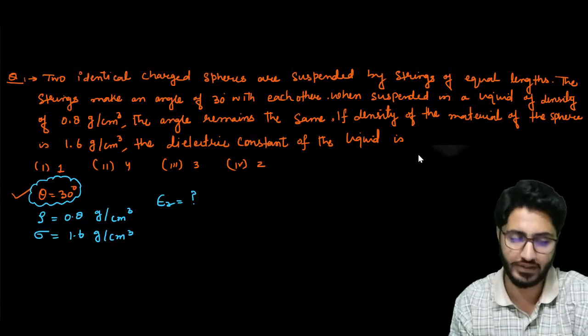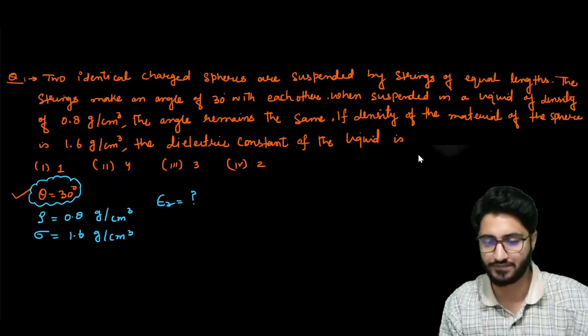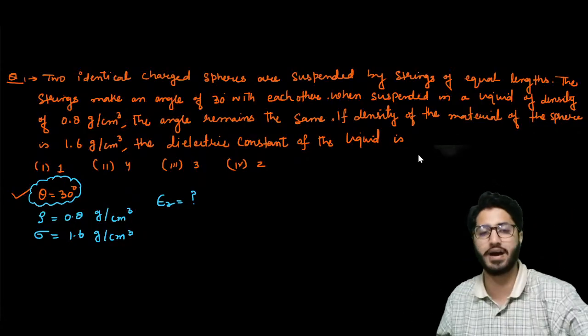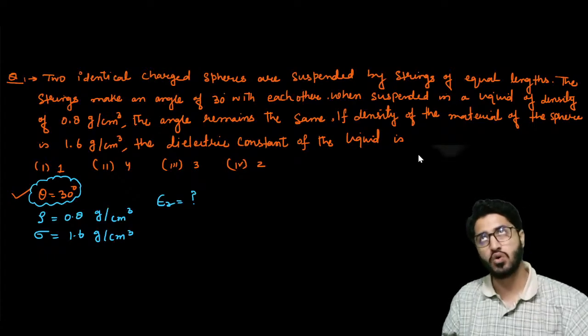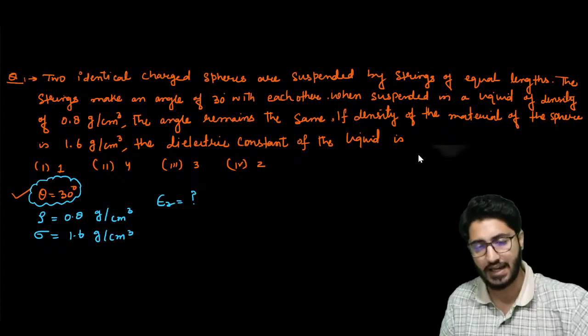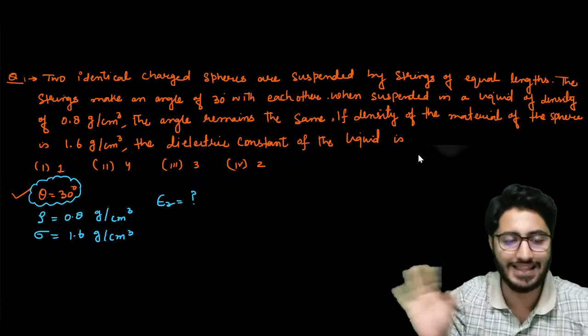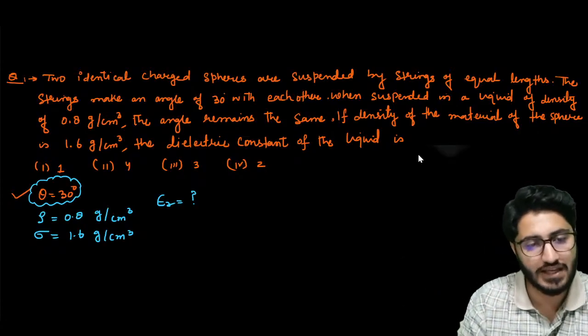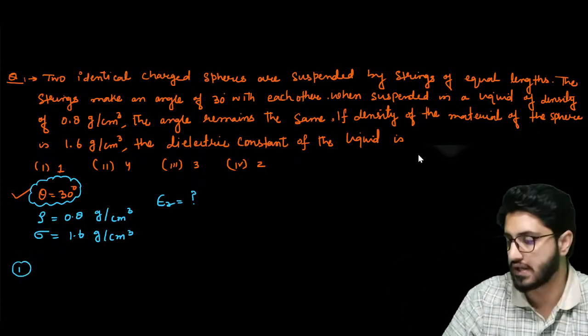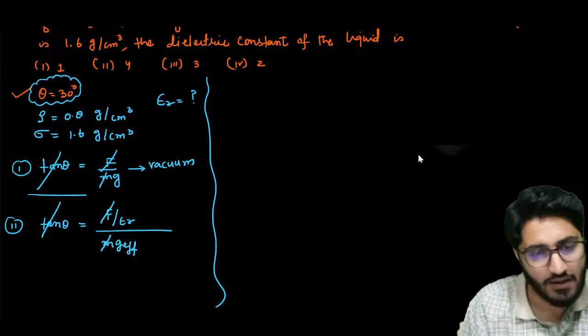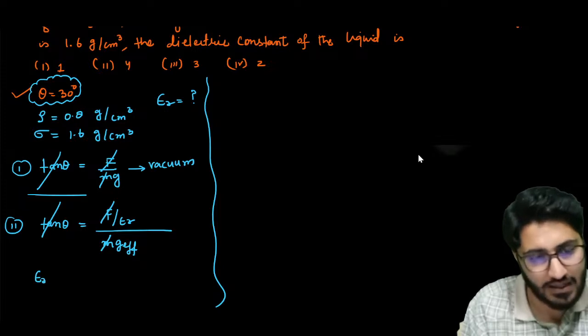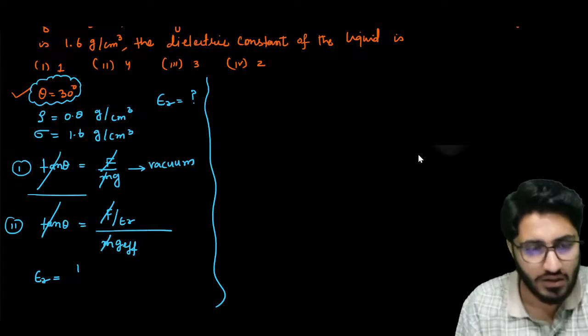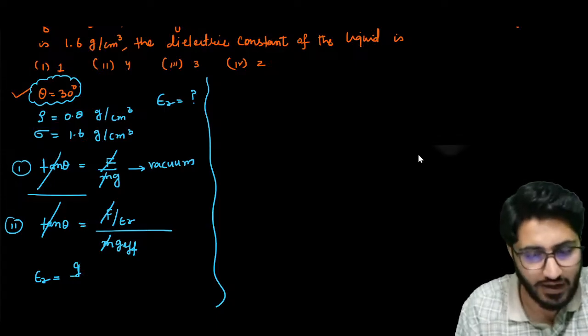Look how we can do it. It is a simple numerical. We can write it like this, look, simple equation: tan theta. So in the first case, where epsilon r is equal to 1, I can write G divided by G effective.